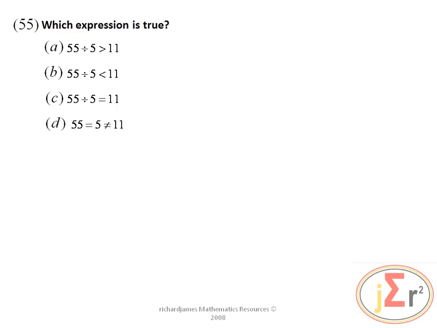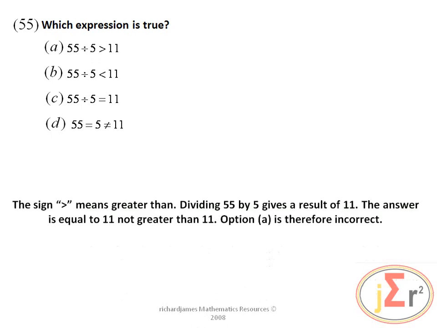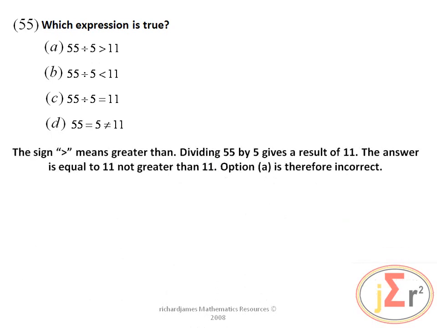What expression is true? The sign that we have right there means greater than. Dividing 55 by 5, the result is 11. The answer is equal, not greater than 11. Option A is therefore incorrect. That answer is not true because 55 divided by 5 is actually 11. That is not a number that is greater than 11.